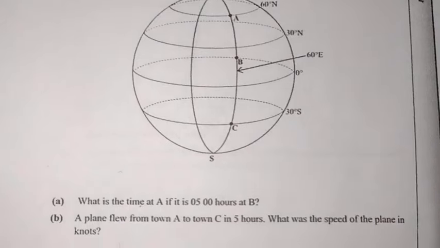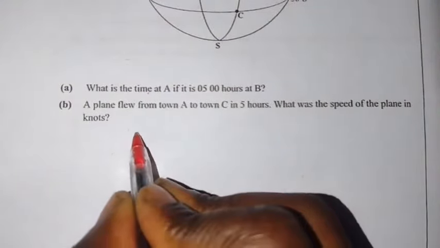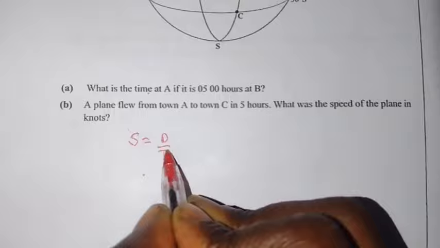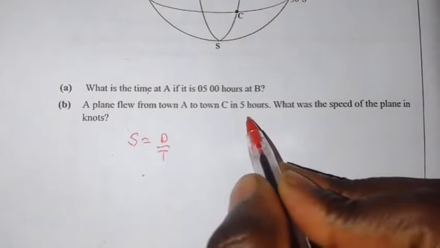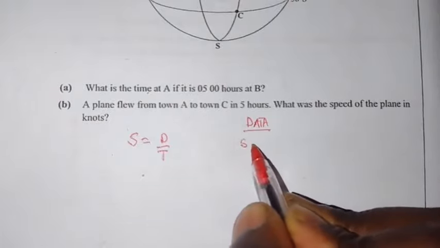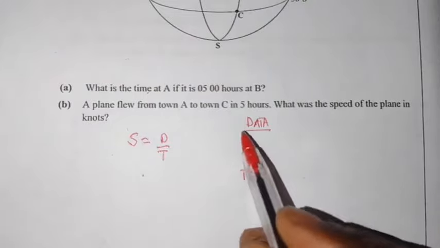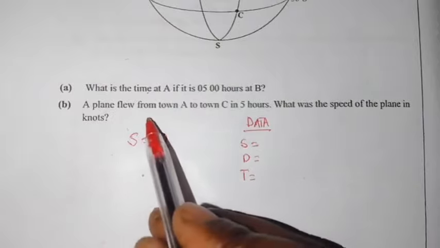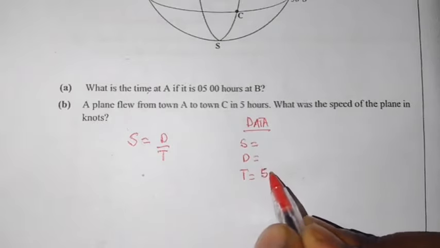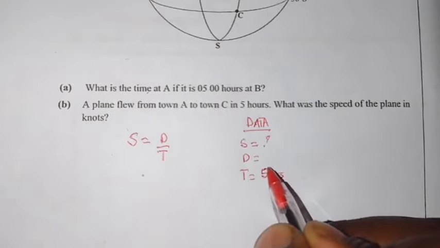So what we are going to do is this. So we know that to find speed, we can use this formula. Speed is equal to distance over time. So if we organize our data right here, we can see that we have speed, we also have distance, we also have time. So in the question they are saying, the plane flew from town A to town C in 5 hours. So the time was 5 hours. So we need to find the speed. We'll put a question mark, we don't know.